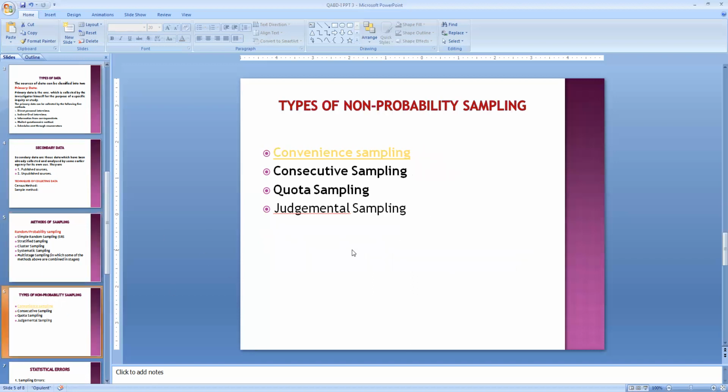Let us go to the next type of sampling, called non-probability sampling, where equal importance is not given to all the items being considered for our inquiry. In non-probability sampling, again we come across convenience sampling, consecutive sampling, quota sampling, as well as judgmental sampling.